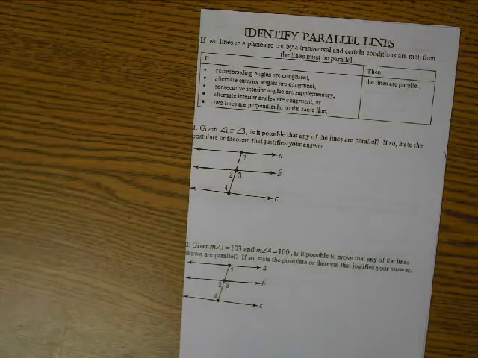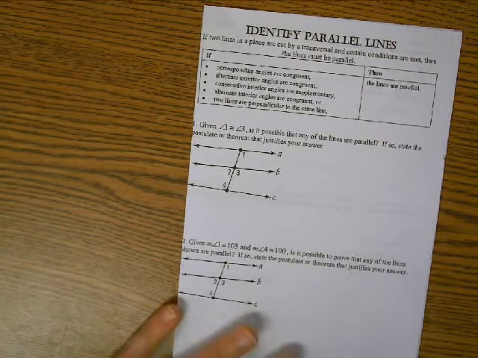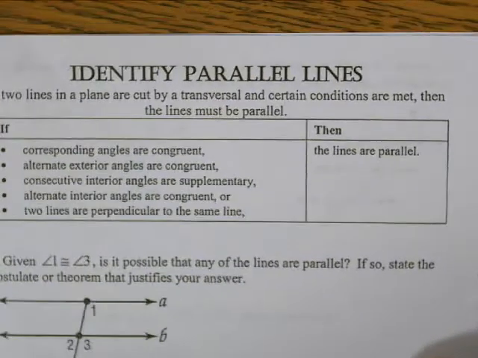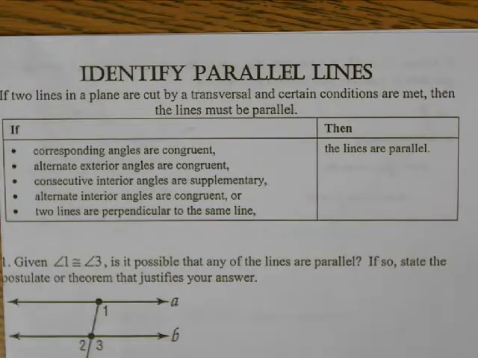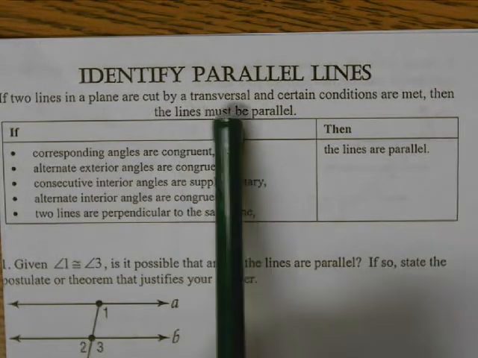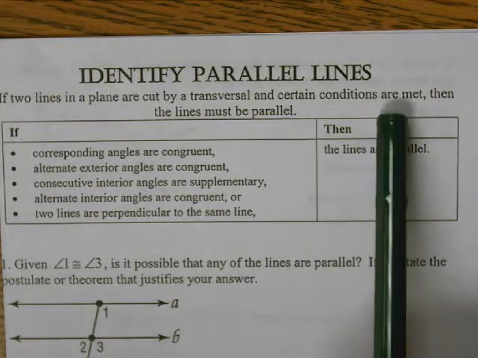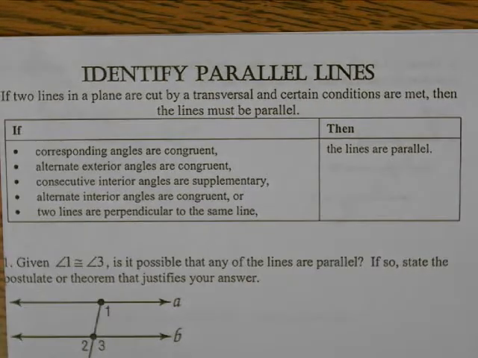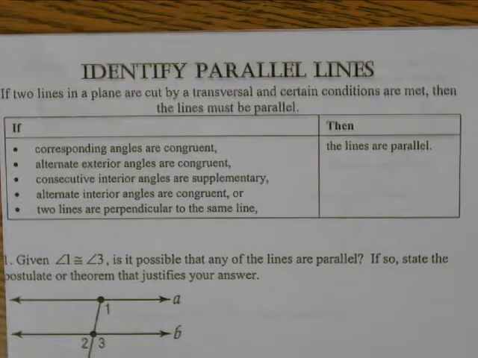So we're going to look at a set of lines and we're going to decide whether or not they are parallel. So that's what this box up here at the top of this paper is talking about. Today we're going to identify whether or not we have parallel lines. It says, if two lines in a plane are cut by a transversal and certain conditions are met, then the lines must be parallel. Okay? So we're just going to say, are they parallel or not? Yes or no.